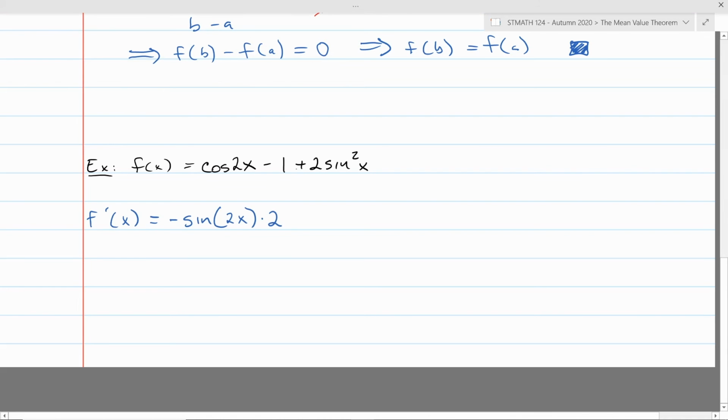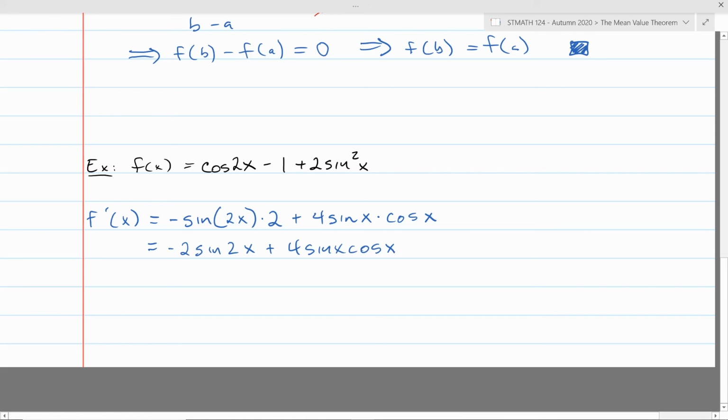Then to differentiate the minus 1, I get 0. The derivative of 2 sine squared would be 4. Bring the 2 down on the sine, you get sine to the 1 of x. Then you got to multiply times the derivative of the inside function, which is cosine. And then let me simplify it just a little bit here. So this is just negative 2 sine of 2x plus 4 sine x cosine x.